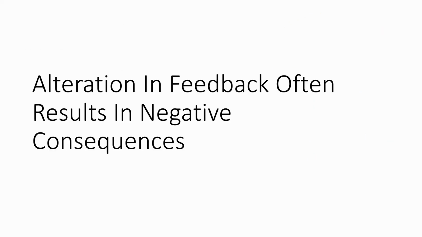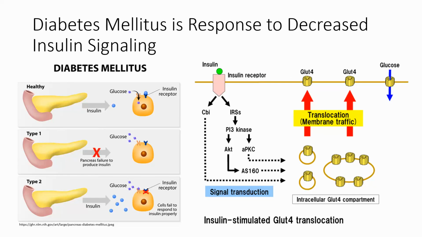So just like with signal transduction, when you have alterations in feedback loops, that can cause negative consequences to health. We're going to bring it back to diabetes real quick. So a healthy individual has a pancreas producing insulin. That insulin interacts with cells and causes those cells to take up glucose. Type 1 diabetes, you don't have that insulin being produced, and since you don't have that insulin being produced, your cells can't respond to take up glucose. And then in type 2 diabetes, your pancreas can produce insulin, but your insulin receptors are not receptive.